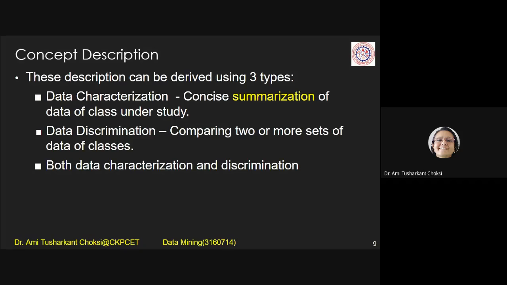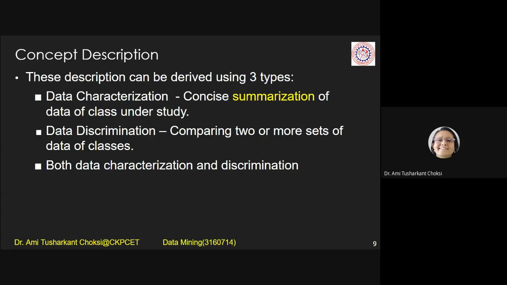That is now known to you. And how to generate the concept hierarchy, that is also known to you. Fine. So let us proceed further. This description can be divided into three types. What are these three types? We have seen these in the previous chapter where we saw the DMQL for all these things, right? So now let us see in detail what these things are.